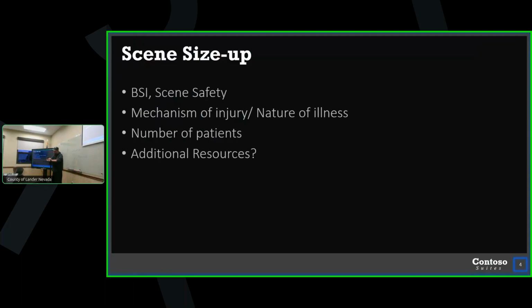Our number of patients, usually it's just one, but there are those instances where you're like, number of patients, there's 4 people in this house, all passed out. And then do you need additional resources? So that counts as ALS, that counts as flight, that counts as hazmat. More ambulances. So, anybody that you want.